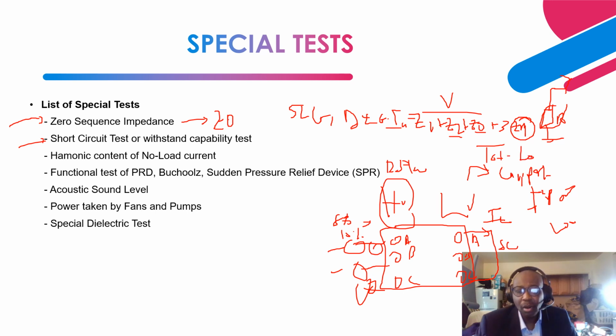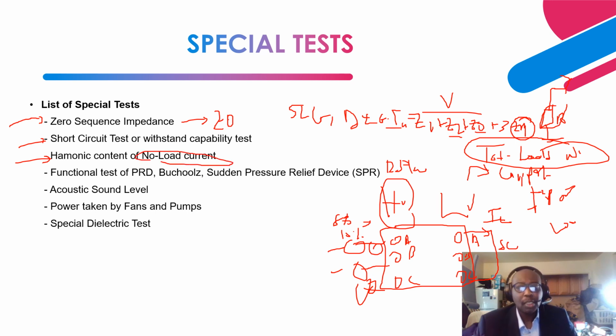Then the load loss is added to the no load loss to get the total loss for the transformer. Then this is utilized in the temperature rise test. Okay, so this is what short circuit test or withstand capability test means. Next is harmonic contents of the no load current.